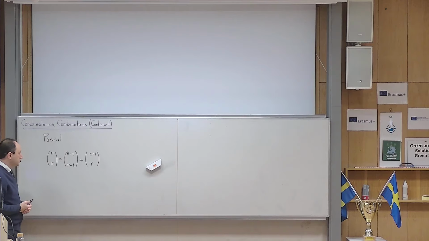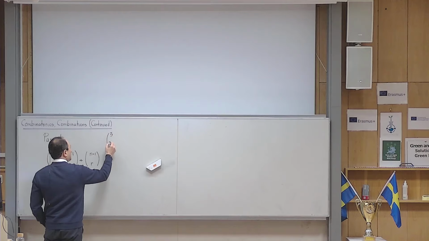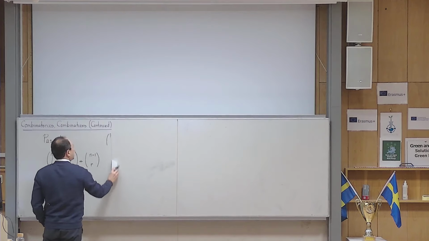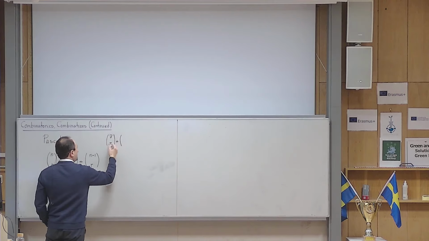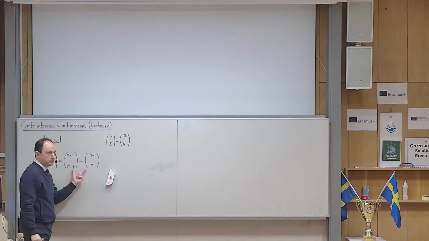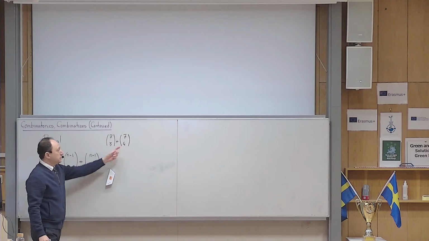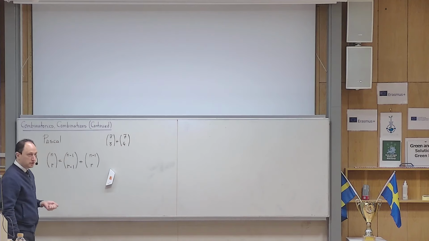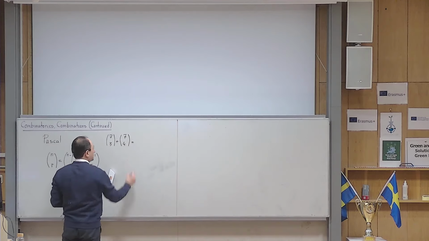So for example, let me make it bigger. Let me write 7 choose 3. And if I ask you to add 7 choose 3 to 7 choose 4, this is exactly of this pattern, yes? The numbers on top are the same. The numbers below differ by 1 unit. So if we prove Pascal's identity, then if I want, I can write it as what?